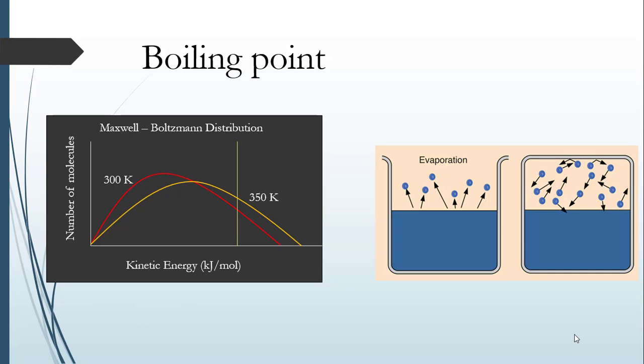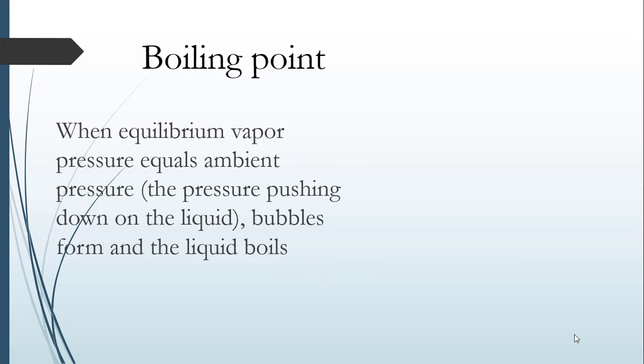So you can see, once again, going to the Maxwell-Boltzmann distribution, that if I have a greater percentage of molecules that have enough energy to go from liquid to gas, the equilibrium vapor pressure should increase as I raise the temperature. As I raise the temperature of any liquid, the equilibrium vapor pressure increases, and when the vapor pressure is equal to the ambient pressure, the pressure pushing down on the surface of the liquid, now bubbles can form, and that's when we say that the liquid is boiling.